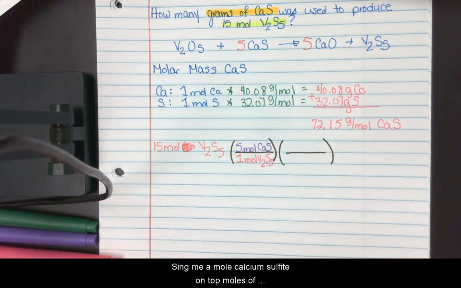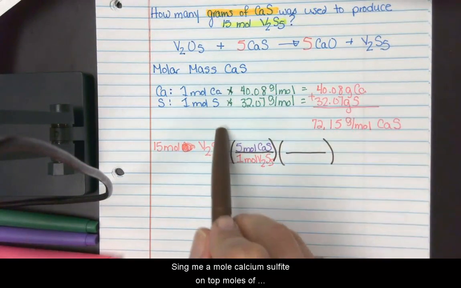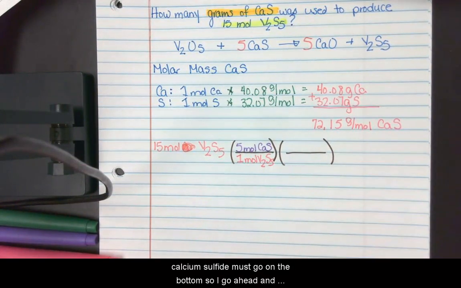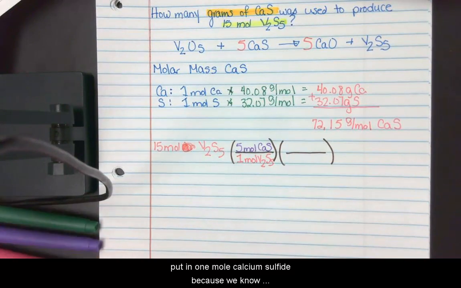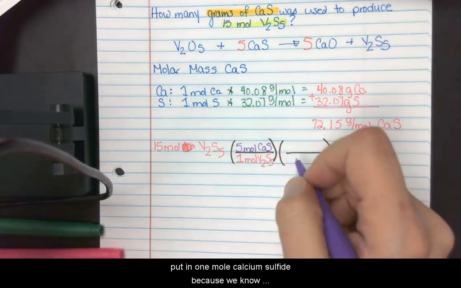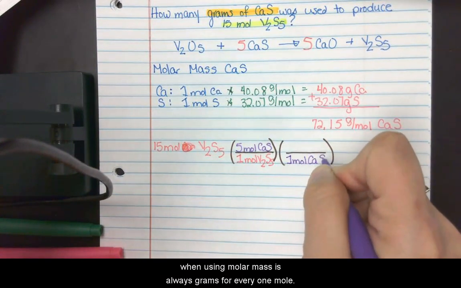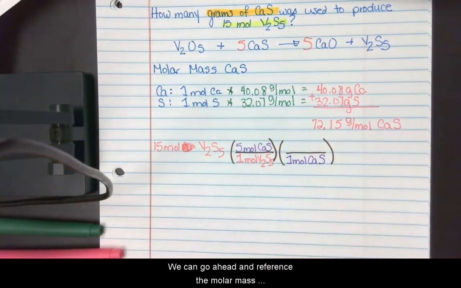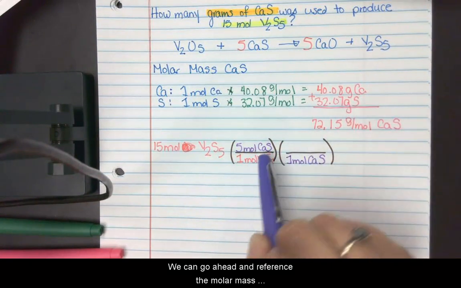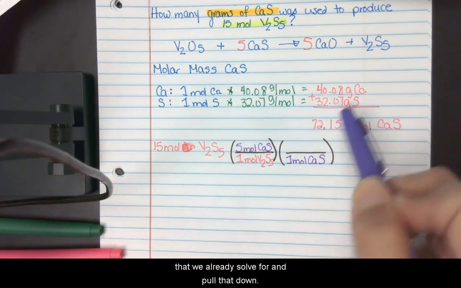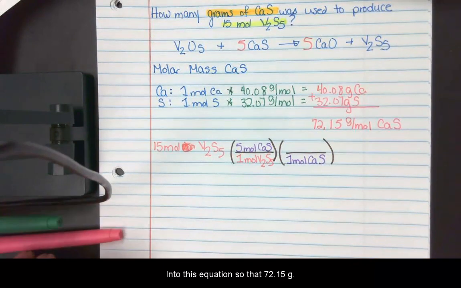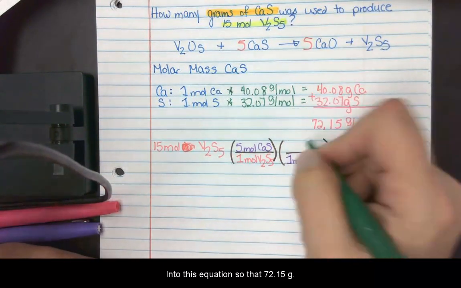So we have to set up another conversion factor. And seeing we have moles calcium sulfide on top, moles of calcium sulfide must go on the bottom. So I put in 1 mole calcium sulfide, because we know when using molar mass, it's always grams for every 1 mole. We can reference the molar mass that we already solved for and pull that down into this equation. So that's 72.15 grams.